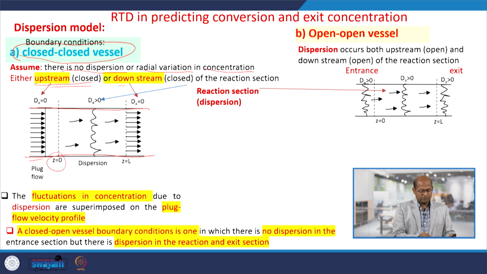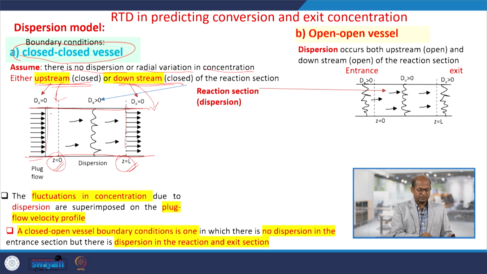So, here we are considering two different points inside the reactor: z equals 0 and z equals L. This is called upstream and this is downstream. Both are closed, meaning this part is closed and this part is closed, and molecules are injected inside the reactor. So, then what would happen?